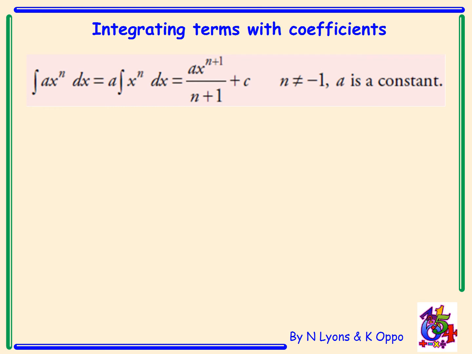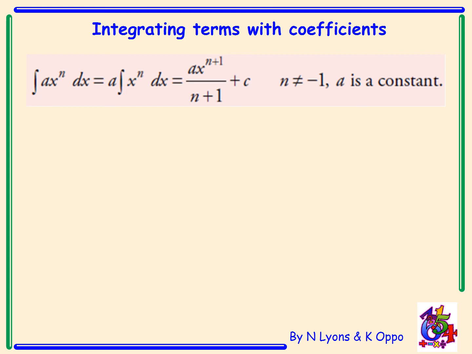Right, for example 2, we're going to be looking at integrating terms with coefficients. So what do I mean by that? Well, a coefficient is the number before the variable x. So here it's written down, if I'm trying to integrate a times x to the power n with respect to x, well, remember, we're only really integrating with respect to x, so the a can come out.